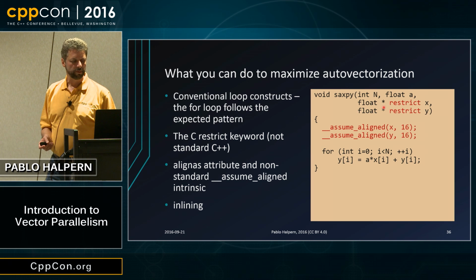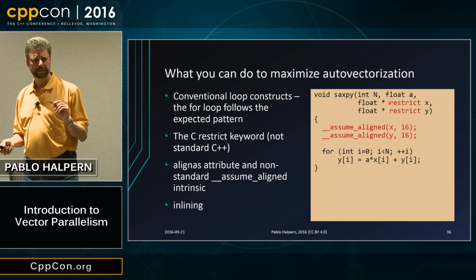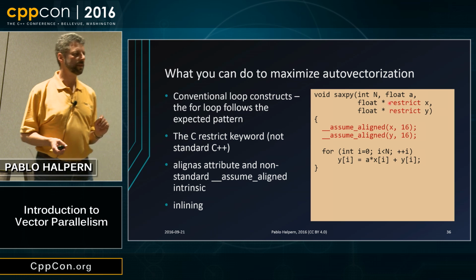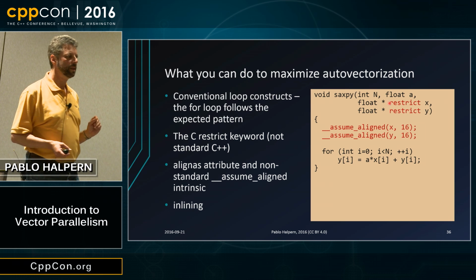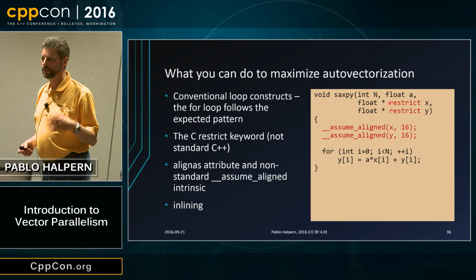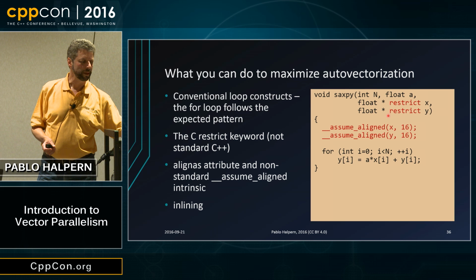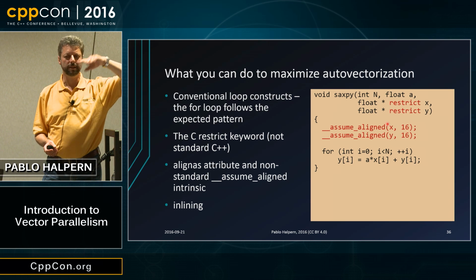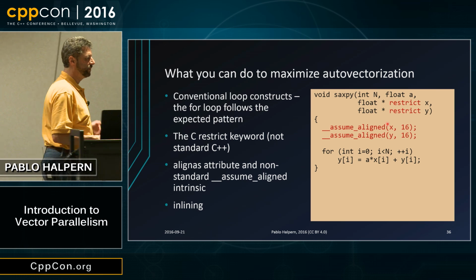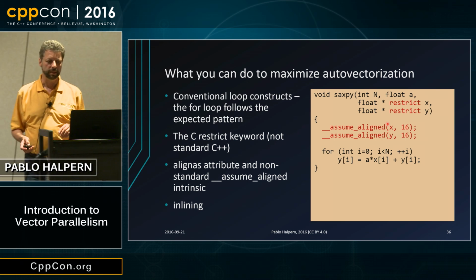The C restrict keyword, this is from C, and it was added in, I believe, C99. It is not part of C++, but a lot of compilers support it to some degree or another. It basically says X and Y are independent arrays. They don't overlap. It might be spelled a little differently, like __restrict, because it's not standard for C++. But if you know the compiler or set of compilers that you are using support it, you can use restrict.